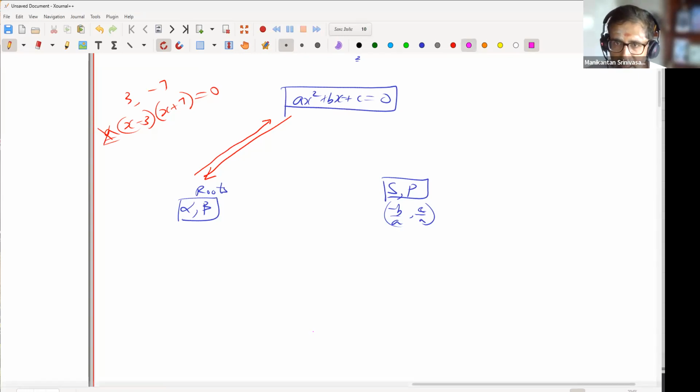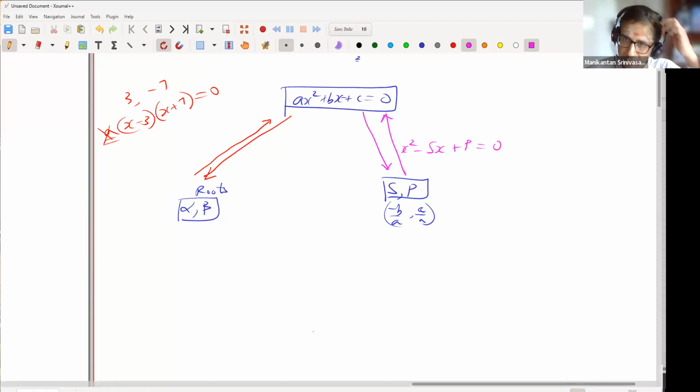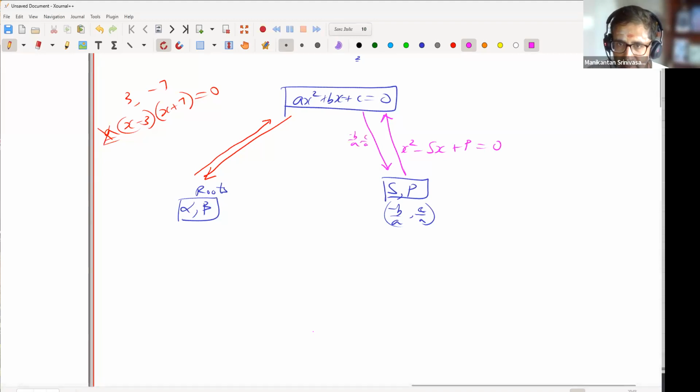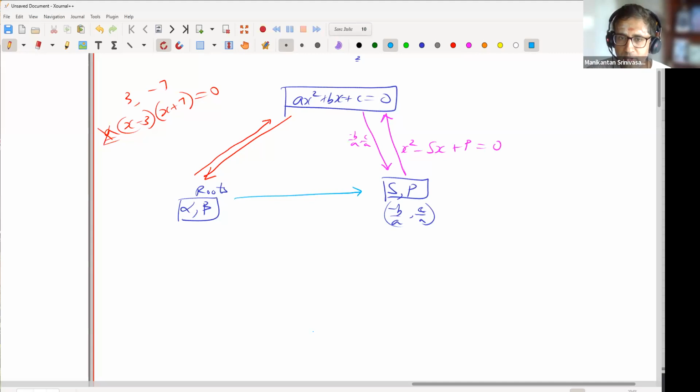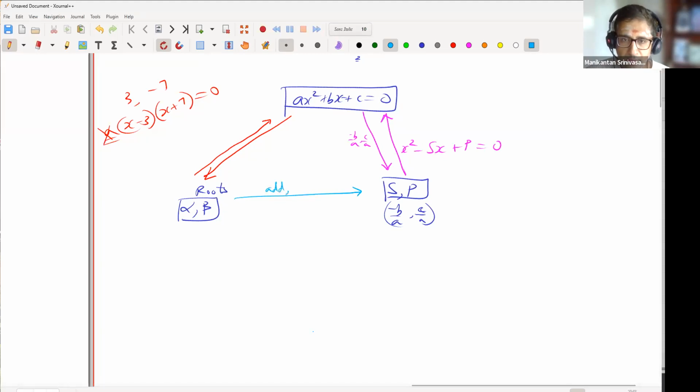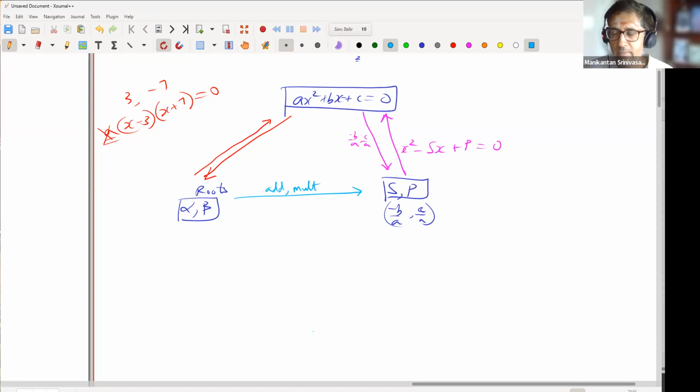Now we also saw that given the equation, I can find the sum of roots and product of roots very easily, right? So it's just literally minus b by a and c by a. And given the sum and product of roots, I can find the equation as x square minus sum of roots times x plus product of roots equal to 0. And then the last bit in the puzzle is, given the roots, can you find the sum of roots and the product of roots? It's like saying, do you know how to add? Do you know how to multiply? Given the roots are 3 and -7, the sum of roots is -4. The product of roots is -21.